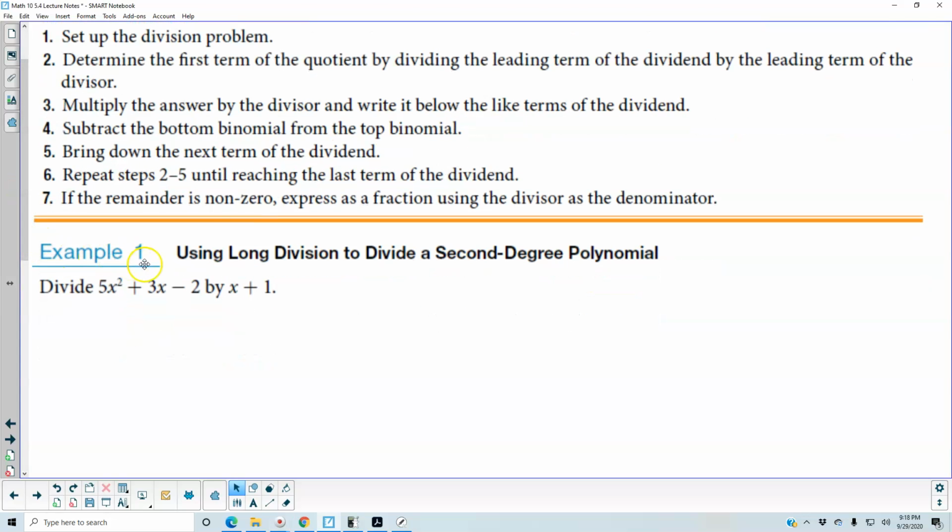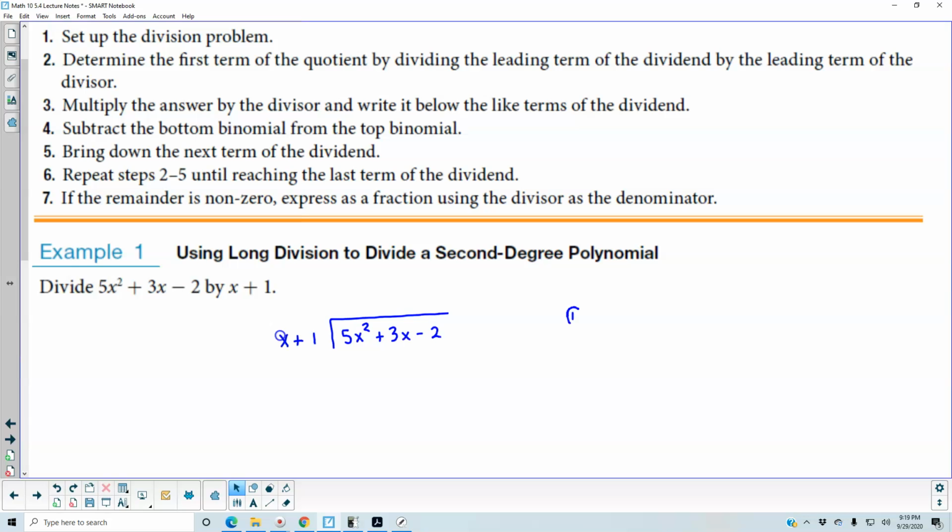So here, example 1, we're using long division to divide a second degree polynomial. You have to recognize which one is the dividend and which one is the divisor. We know that the divisor is x plus 1, and then we're dividing it into the polynomial, or the dividend, 5x squared plus 3x minus 2.